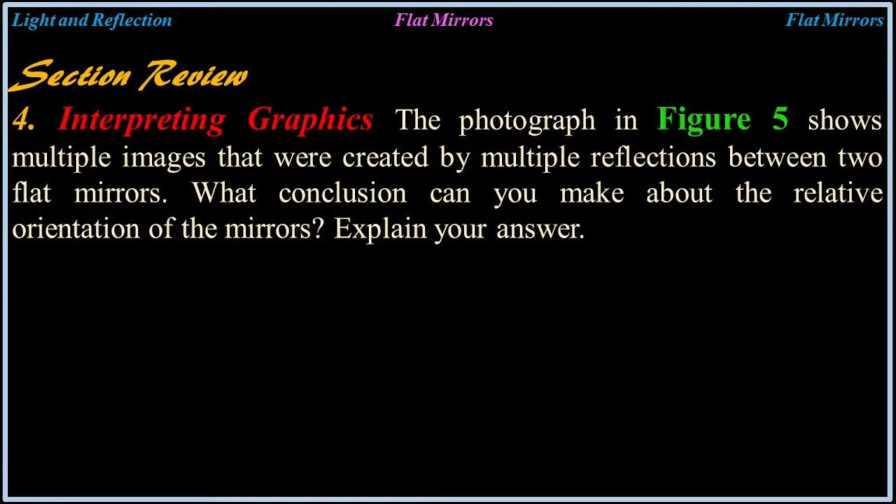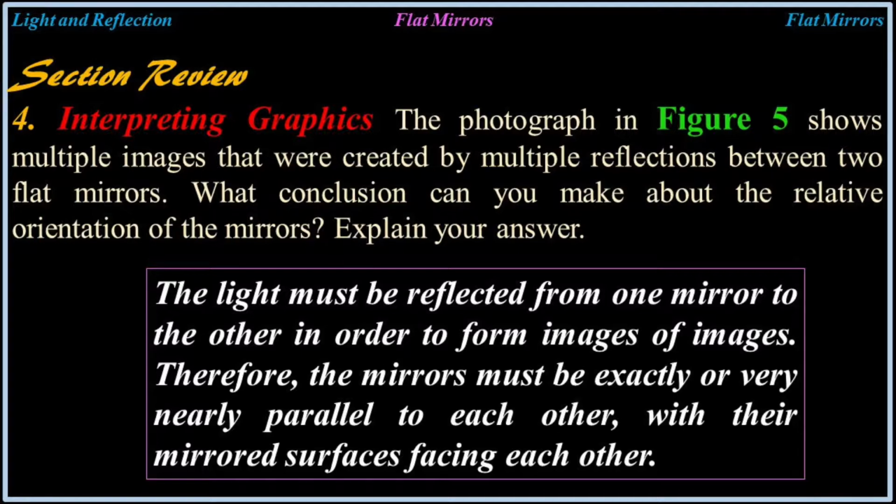The photograph in Figure 5 shows multiple images that were created by multiple reflections between two flat mirrors. What conclusion can you make about the relative orientation of the mirrors? Explain your answer. The light must be reflected from one mirror to the other in order to form images of images. Therefore, the mirrors must be exactly or very nearly parallel to each other with their mirror surfaces facing each other. There's going to be a little bit of an off slant, because that's why you can actually see the image going on and on and on.